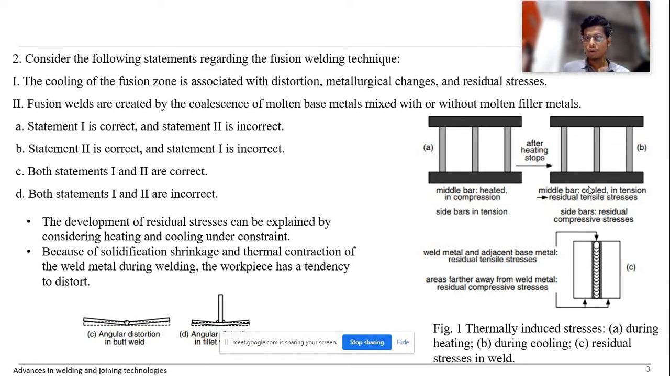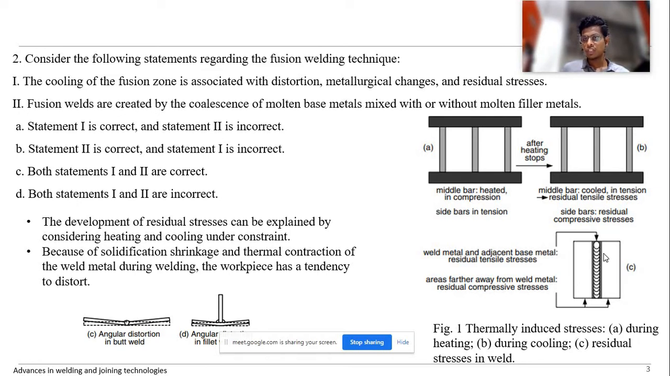If we want to correlate this 3-bar arrangement to the welding joint, the weld metal and the adjacent base metal can be correlated to the middle bar. Basically the temperature is increasing due to the arc heat generation and joining, heat will be generated and then the temperature will cool. So it is correlated to the middle bar, and the side bars are the areas further away from this zone.